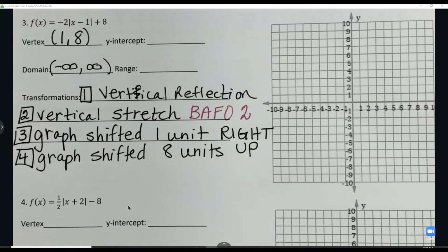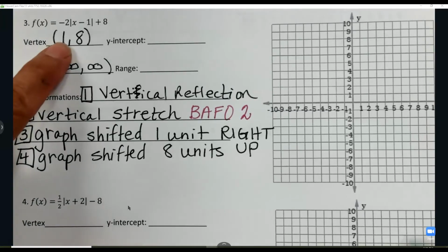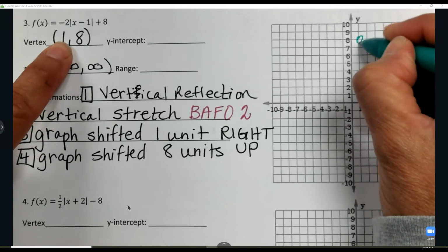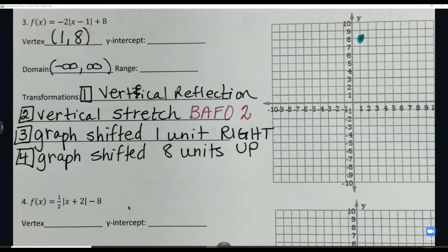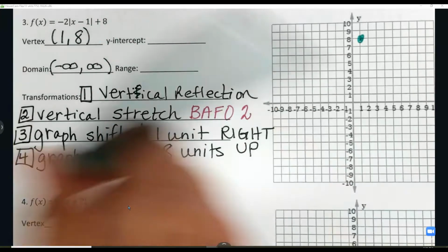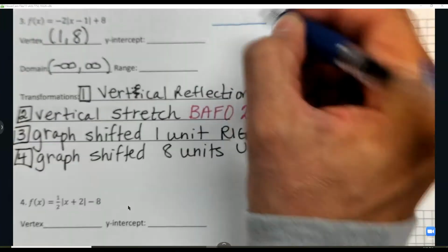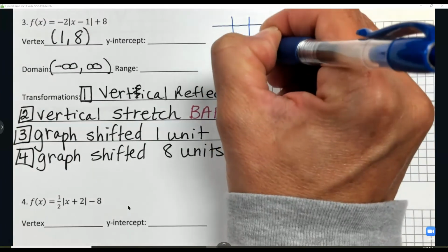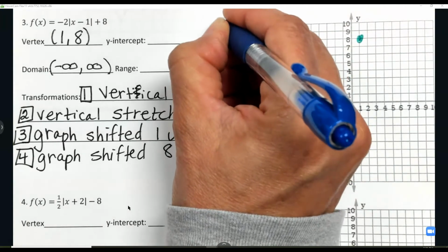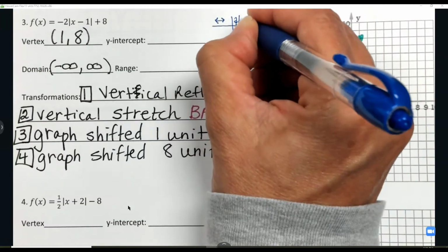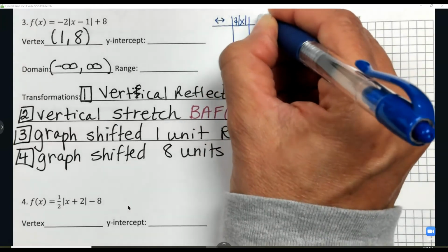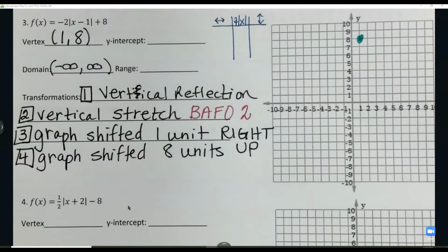And now we're ready to graph. So remember, the first thing you need to do is plot the vertex way up here at (1, 8). And then after we do that, we're going to make a movement chart. So I want everything on my grid, so I am going to make a very small movement chart right here. Sideways movement, A times the absolute value of X, and that's going to let me know if I am going up or down.